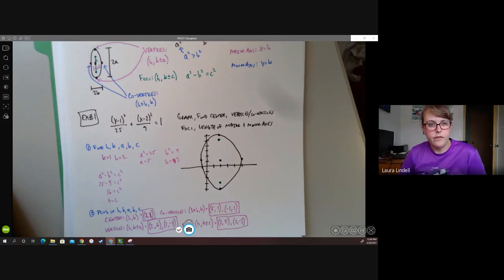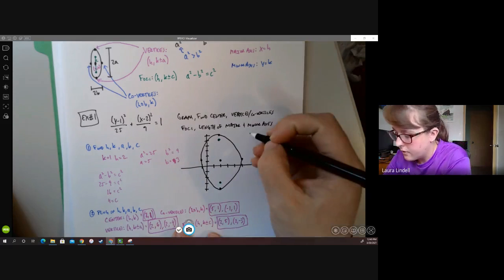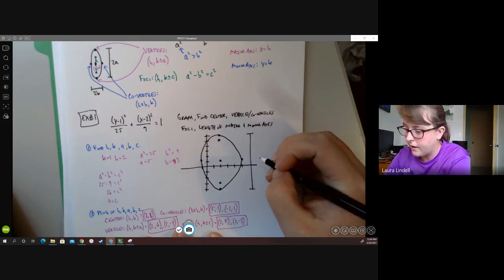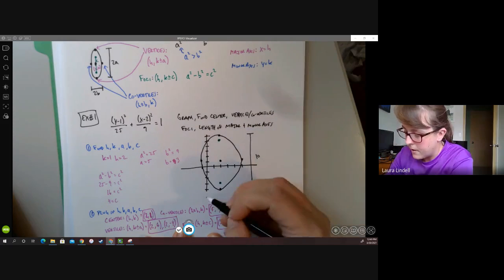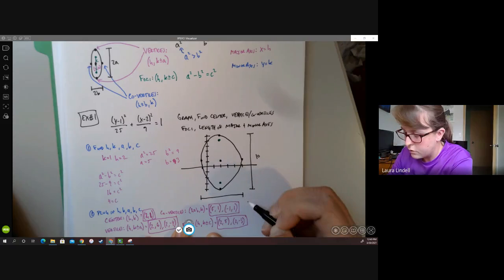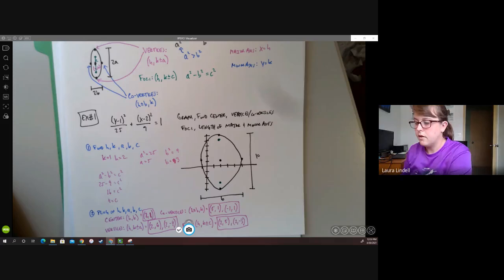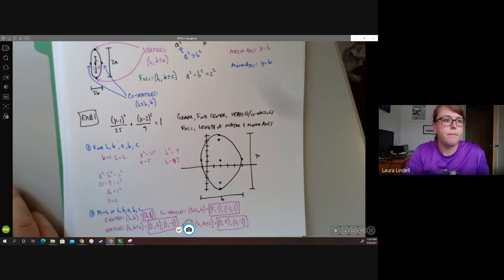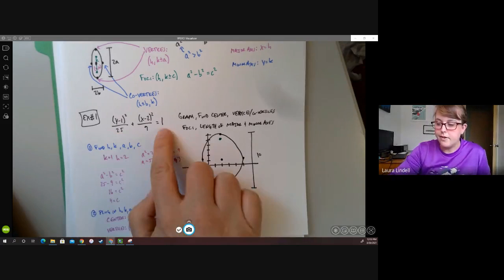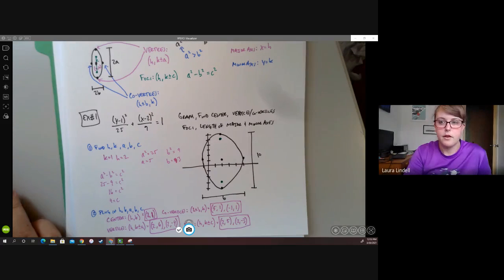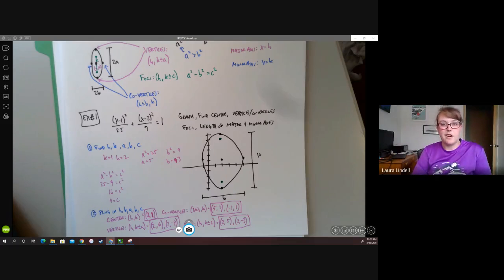Okay. And then if we wanted the length of the major and minor axes, the length of the major axis is this distance here. It's 2 times a, so that would be 10. The length of the minor axis would be this distance, or 2 times b, which would be 6. Okay. So if we were given an equation, this is everything that we could determine from that equation. And pretty much it's a lot of plugging and chugging.